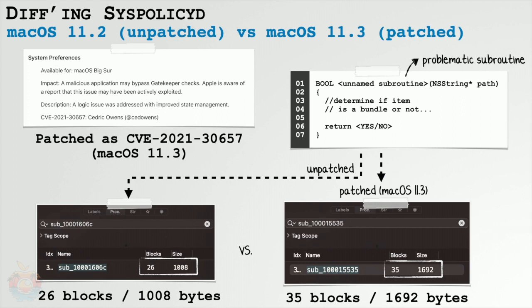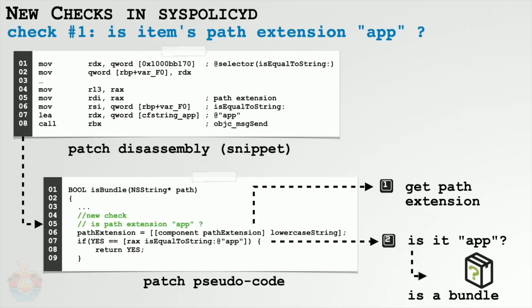The size has increased, which indicates new code, and the number of blocks, which are normally conditional control blocks, has increased by about 50%, which is indicative of new checks being added to a function. So this confirms that Apple did patch that unnamed subroutine that had misclassified the proof of concept application as not being a bundle when in reality it should be.